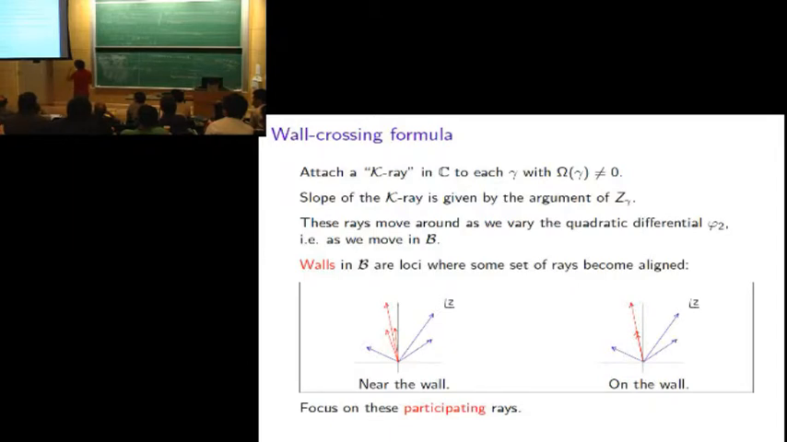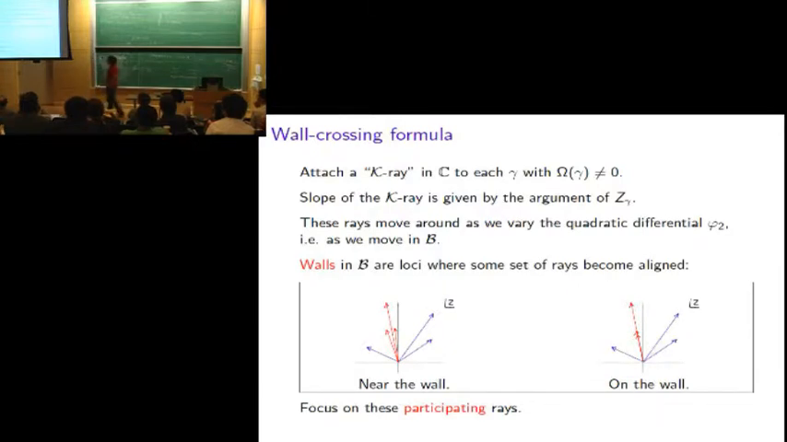And this ray will be determined in a simple way. The slope of this ray will be just the argument of z gamma. So this ray just knows the phase of z gamma. And so as we move around in our parameter space, in other words, as we vary this quadratic differential, these rays are moving around.